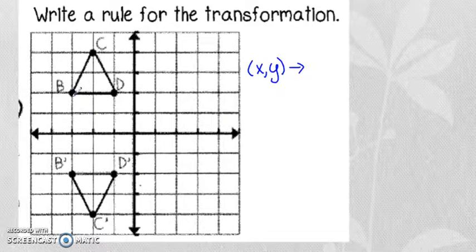I know that because B is 2 spaces away from the x-axis. So here we have 2 spaces. B prime is also 2 spaces away from the x-axis. Since they are the same distance from the x-axis, that's our line of reflection. So our rule: x stays the same, and the y value becomes the opposite.